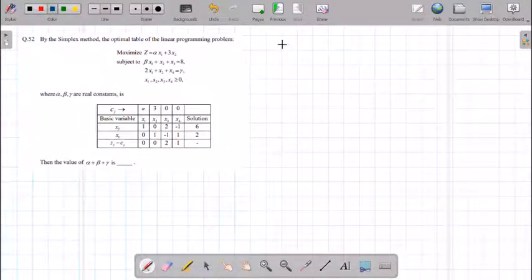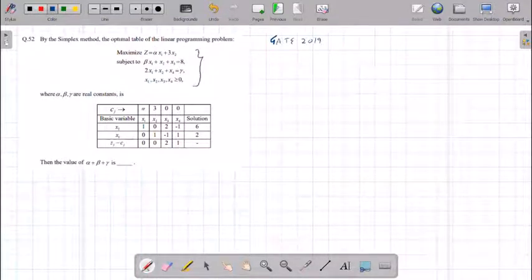In this video, we are going to solve another question of GATE 2019. This was question number 52. So let's first read the statement of the question. By the simplex method, the optimal table of a linear programming problem is given. So you are given a linear programming problem where alpha, beta, gamma are real constants.